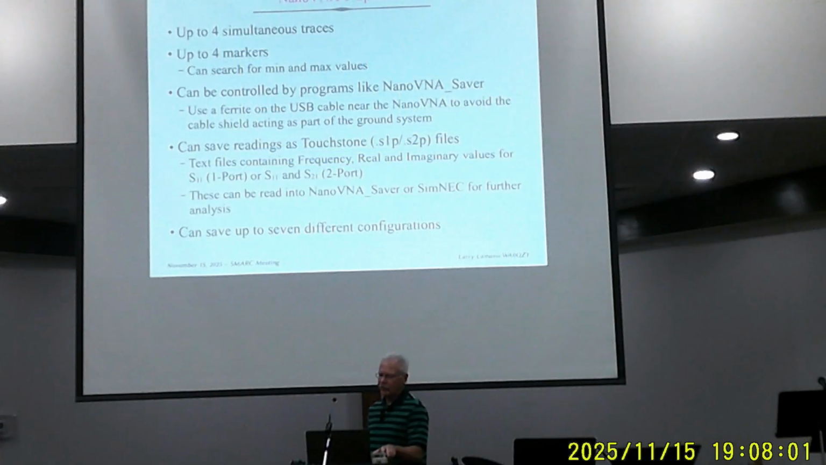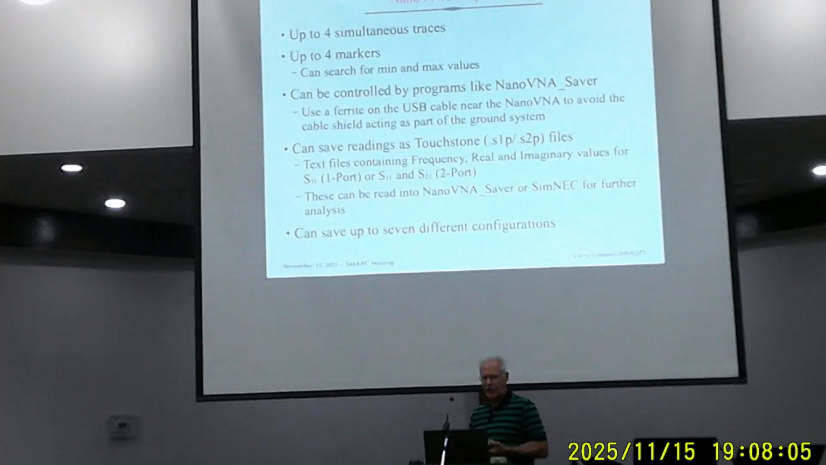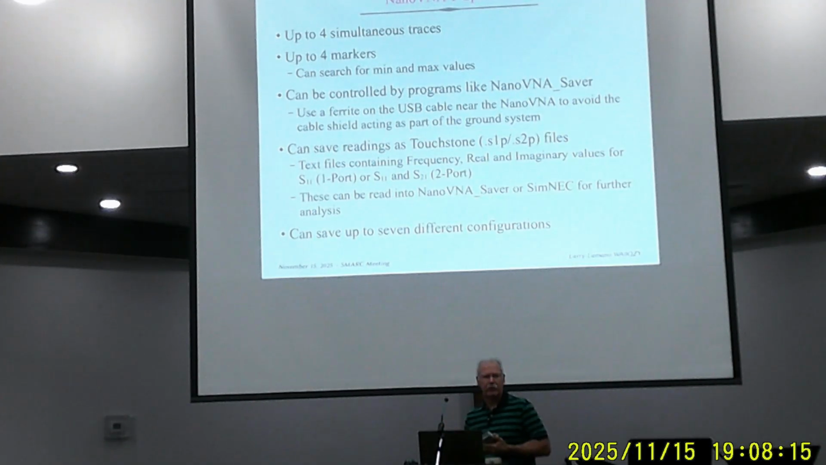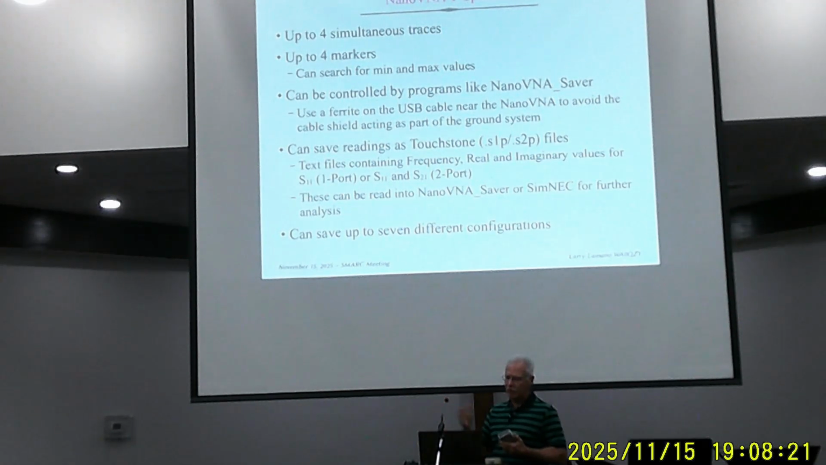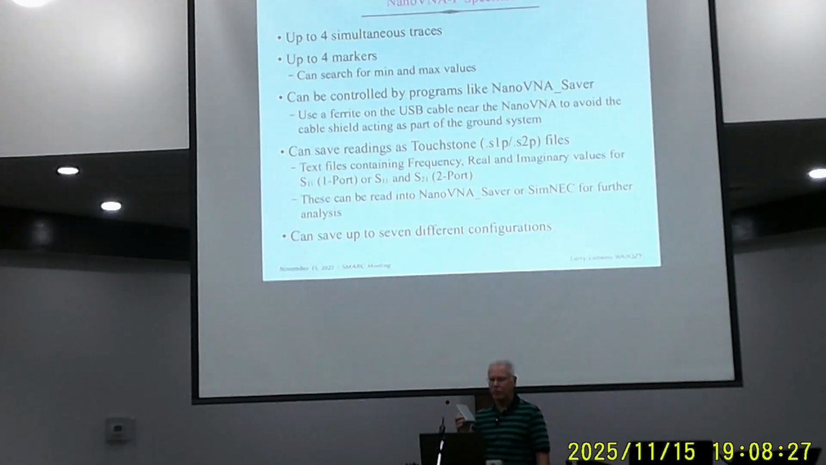Specifically, the NanoVNA, there's a lot of different types. The NanoVNA-F and the H are 2 of the main kinds. So we talked about it before. You can do 4 simultaneous traces. You can do 4 markers. You can search those markers for min and max value. So if you have an SWR plot, it's easy enough to just move the marker over, but you can say find the minimum, and it'll find that and tell you what frequency it's on. You can control these things. There's programs. One of the main ones is NanoVNA Saver.